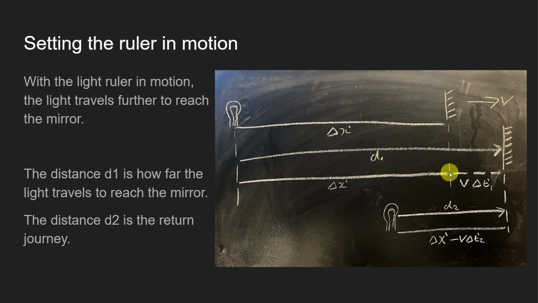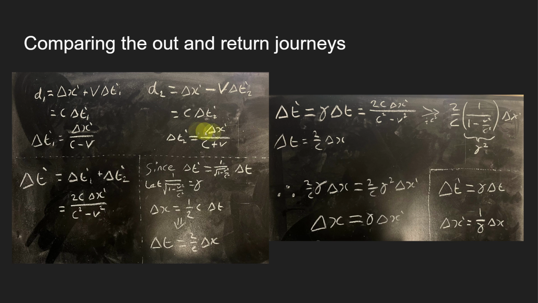Now we're measuring a round trip speed. So for d2, which is for the return journey, the photon of light bounces back, and it bounces back for a distance of delta x prime minus v delta t2 prime. The reason why it's minus here is that the light would have caught up to the mirror slightly by the time the photon bounces back. So this distance will be smaller than this distance. Now, there's a lot of maths here, so no need to worry.